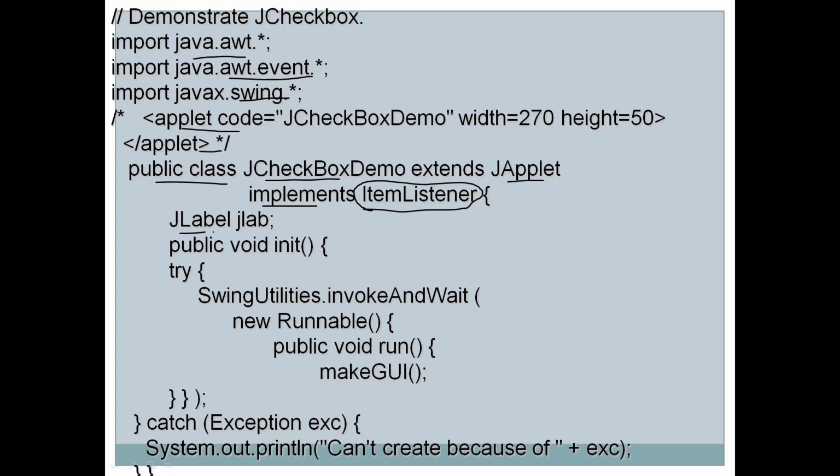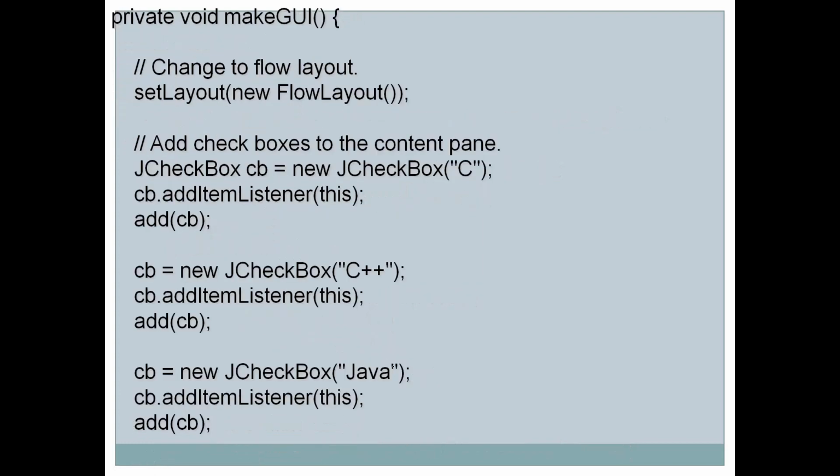In this we have a declaration of a JLabel. Then inside the init method we have SwingUtilities. We are creating an event dispatching thread, and from inside the event dispatching thread we are creating the GUI by calling a method called makeGUI. So our code to create the GUI is in makeGUI. Let's move to makeGUI. So this is the makeGUI function.